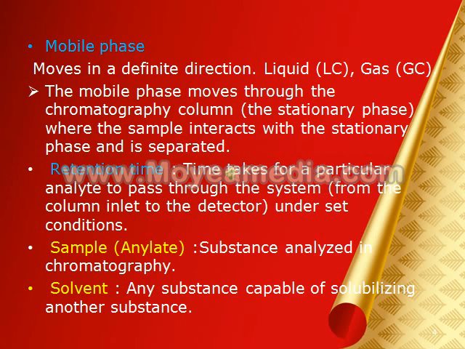As you see here, the flow of the mobile phase is unidirectional. On the stationary phase, the sample or the group of unknown compounds interacts and gets separated into its components depending on its speed of flow, molecular weight of the compound, and the solubility of the compound in the solvent or a mixture of solvents.